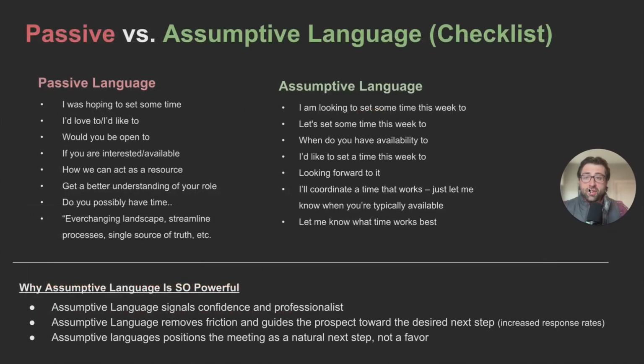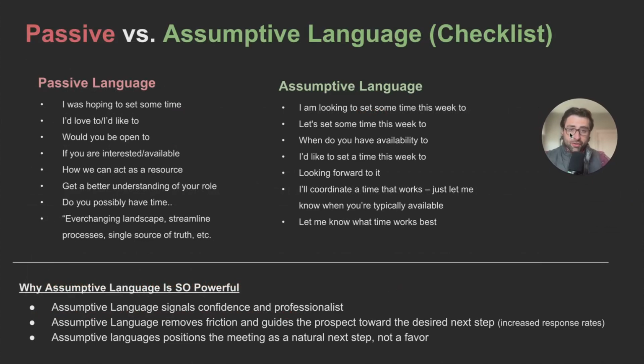So to make this easy for everyone, I created what I call a passive language versus assumptive language checklist. Here you can see some of those examples. "I was hoping to set up some time." "I'd love to set up some time." "Would you be open to setting some time?" You're implying that this might not be worth their time. I want to go down swinging.